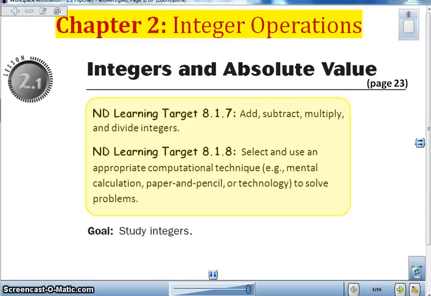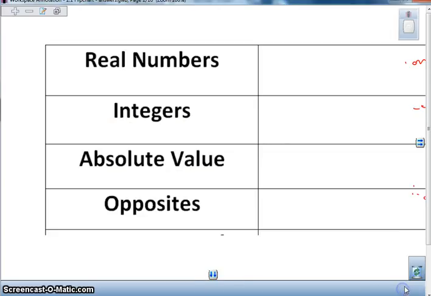Hello Math 8. We are starting your lesson watching this video. I'm also going to attach a couple other places where you can look at videos in class. We're going to be working with integers and absolute value. You're going to notice in the green packet we gave you that it has integers on the top, and right below integers it says lesson 2.1.